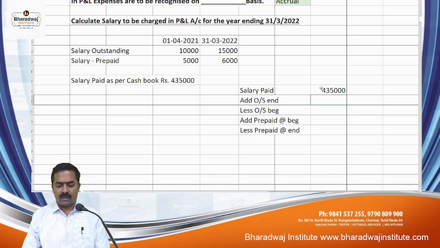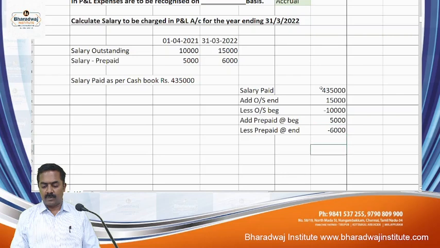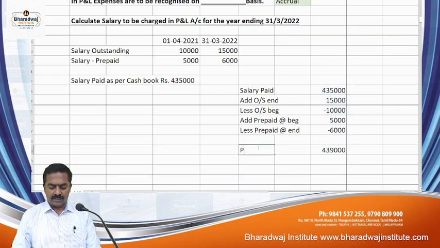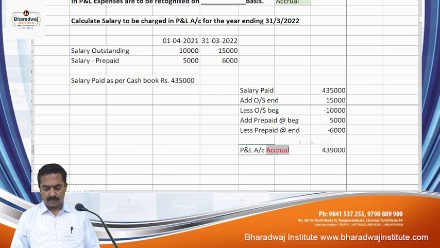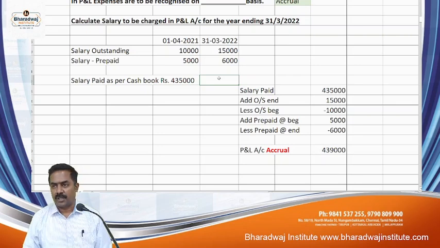4,35,000 paid. Outstanding at the end is 15,000. You can do it. Beginning is 10,000. Prepaid at the beginning, that belongs to current year, 5,000. Prepaid at the end, that is for next year, we paid it now. This will give us amount of expense or income to be charged in P&L account. This is the P&L account amount, accrual basis. This is not only relevant for final accounts, but also relevant for non-profit organization chapter also.